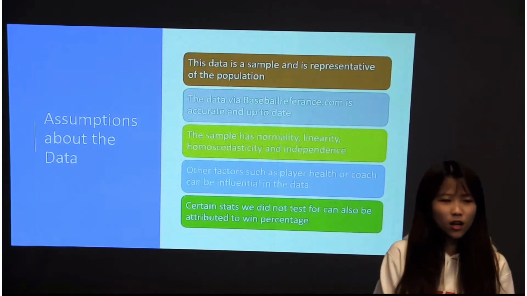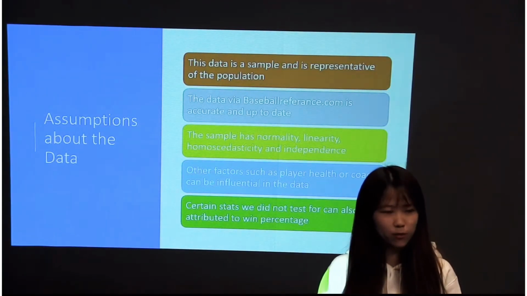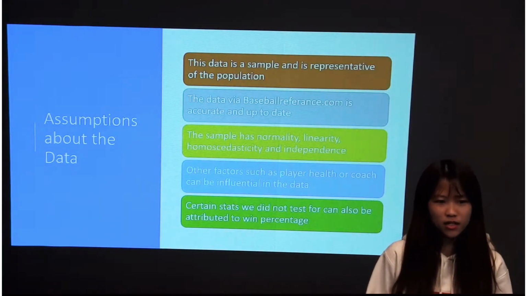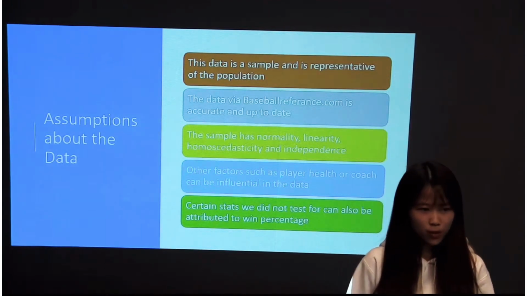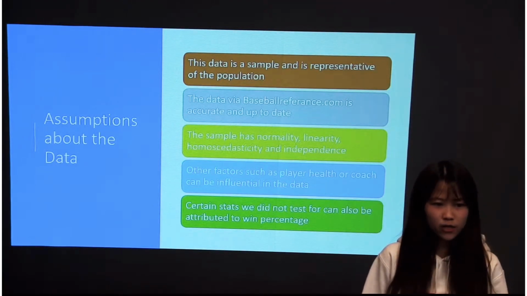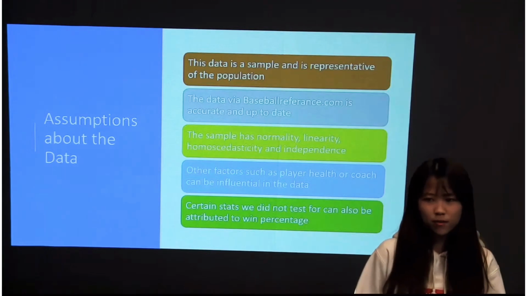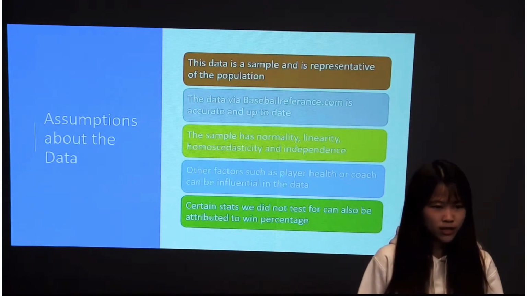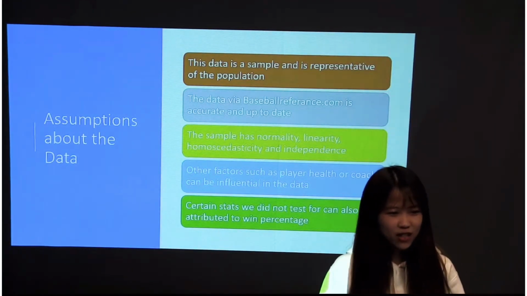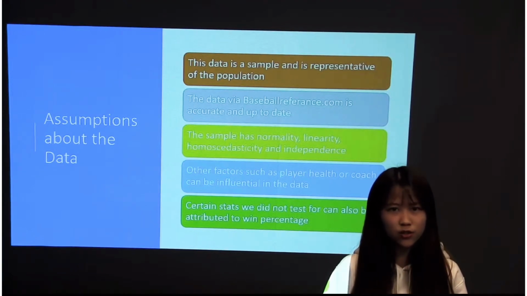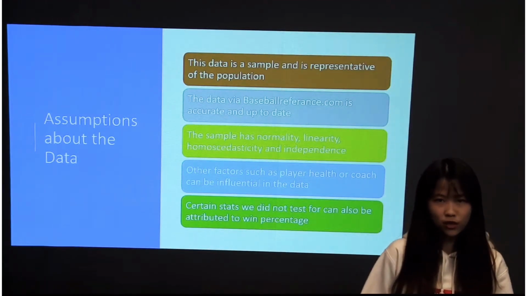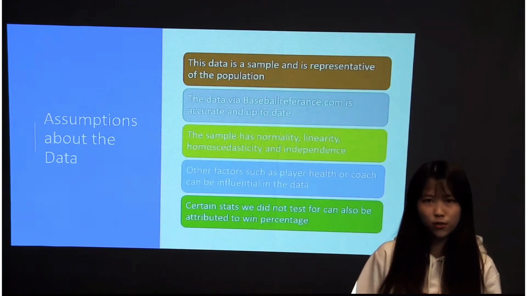So next, we are going to move on to the assumptions which we made for the data. Basically, we just have 5 assumptions, and the first one is that the data is assembled and is representative of the population. And we chose our data from the website baseballreference.com, which is very accurate and up-to-date. Next, our sample has normality, linearity, homoscedasticity, and independence. Other factors such as players' health and coaches could also be influential in the data. The last assumption we made is that certain stats which we did not test for can also be attributed to the winning percentage.